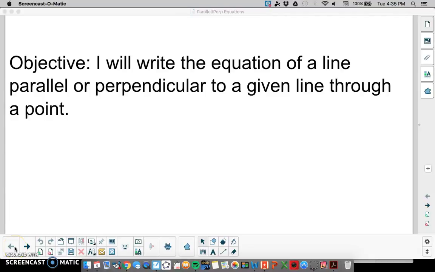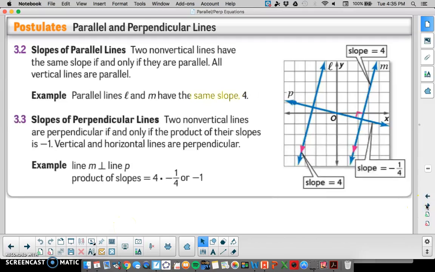In this video, we're going to write equations of lines parallel or perpendicular to a given line through a point. Recall that parallel lines have the exact same slope, and that the slopes of perpendicular lines are negative reciprocals. So the flip of one another and different signs. So lines L and P are perpendicular because they have perpendicular slopes. The slope of line P is negative 1/4 and the slope of L is 4.